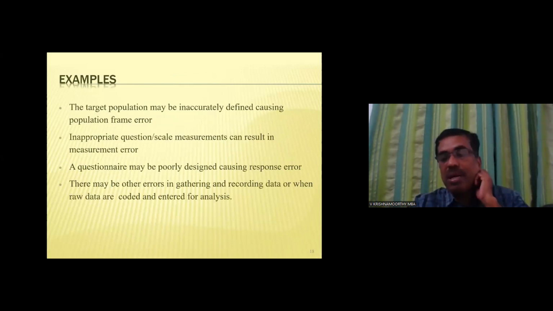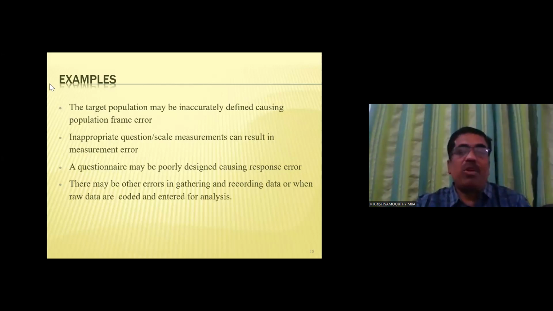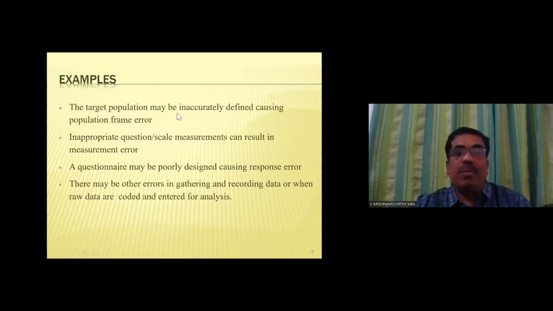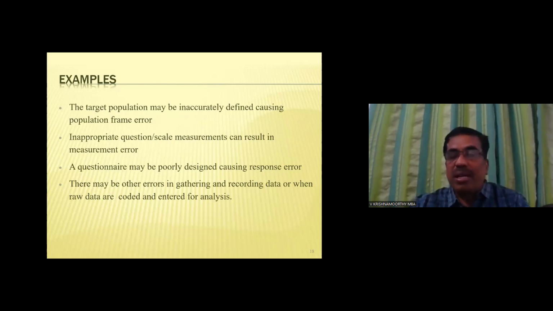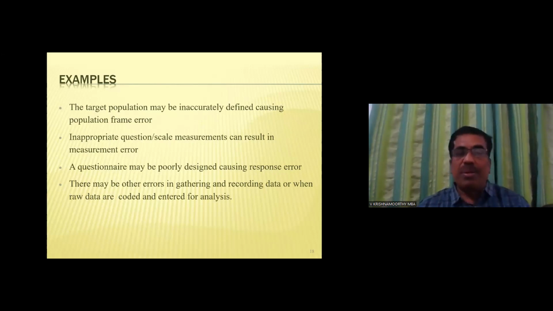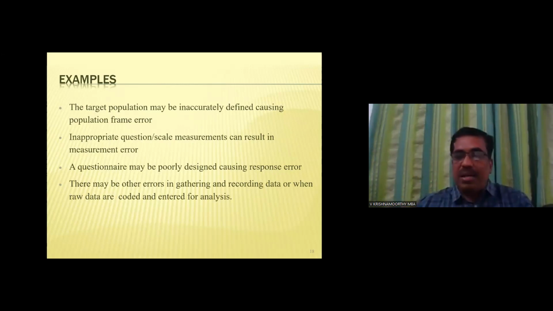For example, what may be the reasons for non-sampling error? You may not identify the target population properly. So the target population may be inaccurately defined. As a result, it may cause some sampling frame error. Sometimes you may ask inappropriate questions. You might commit some mistakes with regard to questionnaire development. It can result in measurement error, because if you have committed some mistake in questionnaire development, you have something in your mind, you would like to measure the concept, but how are you going to measure it?